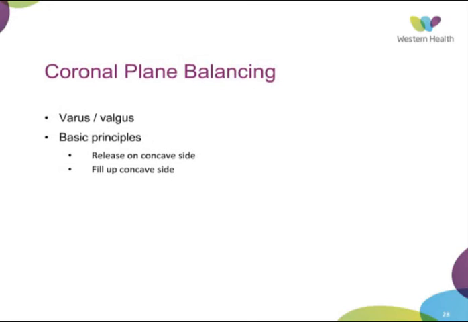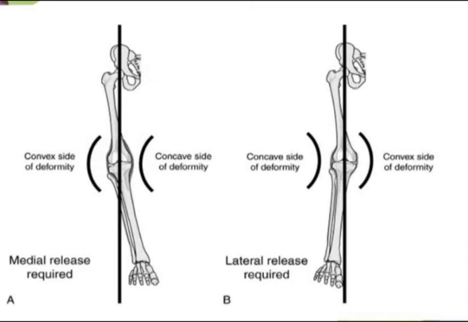When we're talking about coronal plane balancing, we're talking about varus and valgus alignment of the knee. And the basic principle to doing this balancing is we need to release on the concave side of the deformity and fill up on the convex side, I should say. So in a varus knee, which is most of the patients we see, the concave side is medially, so they will need a medial release. In a valgus knee, that concave side is laterally, and they will need a lateral release.